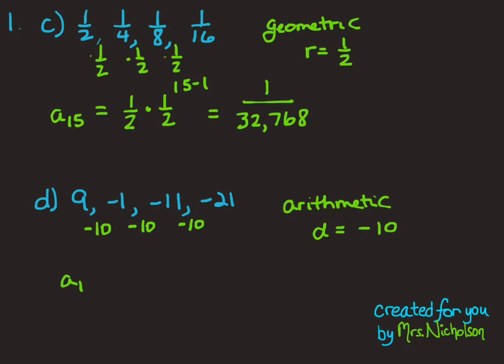So to find my 15th term, a sub 15 is equal to the first term, 9, plus the common difference, which is -10, times 15 minus 1. And my 15th term is -131.